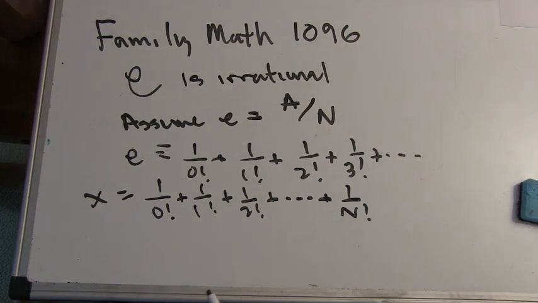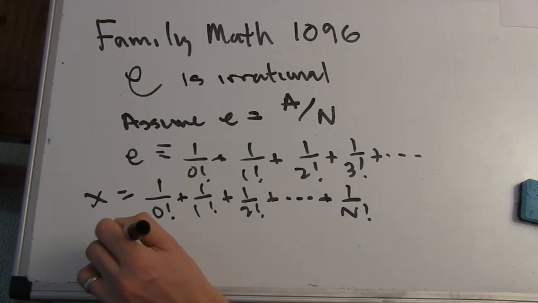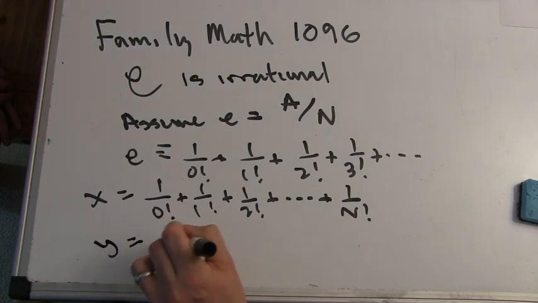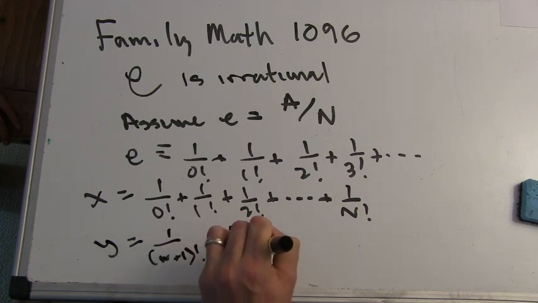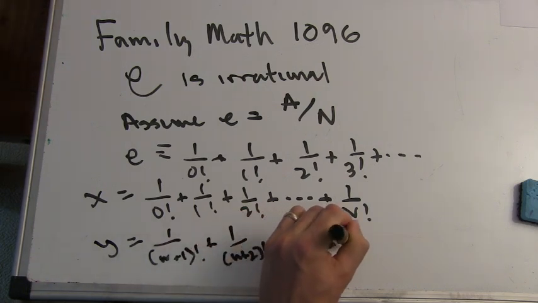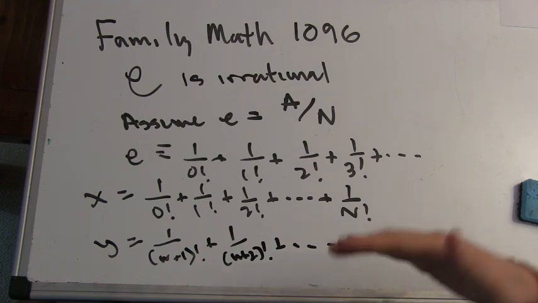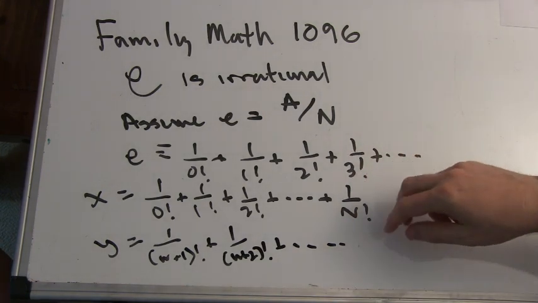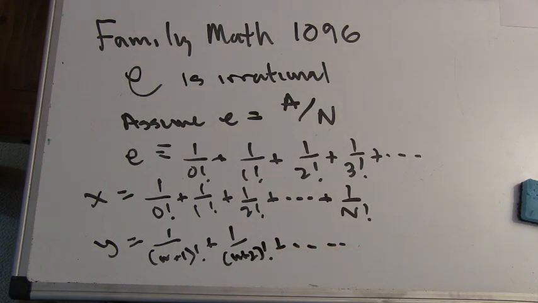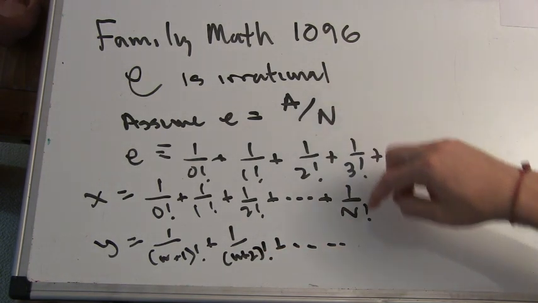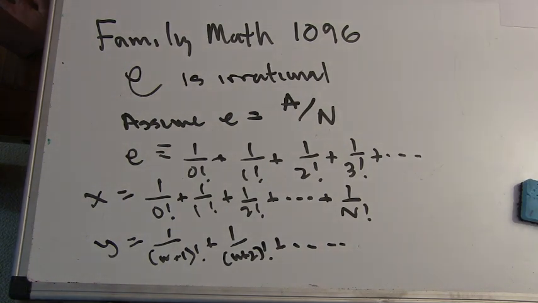Okay. And y, so I'm having a hard time reaching through the tripod here, is 1 over n plus 1 factorial plus 1 over n plus 2 factorial, and so on. This is the rest of the terms, out to infinity. So x is the first n terms, or I guess the first n plus 1 terms, and y is the rest of them going out to infinity. Okay, what do we do now?